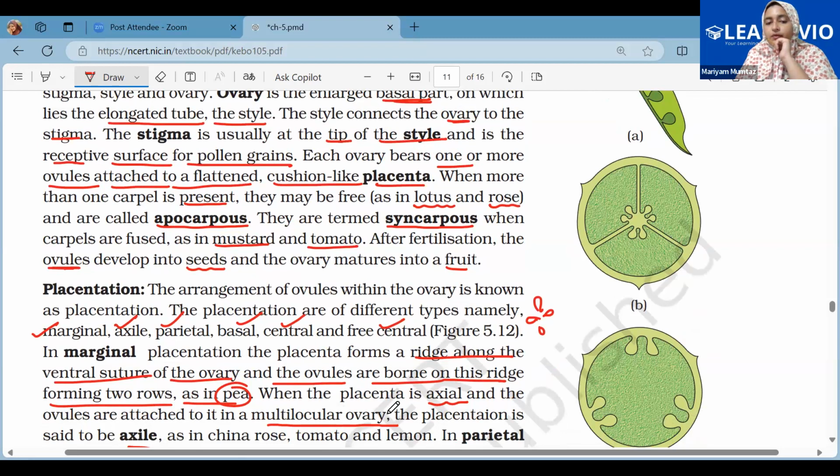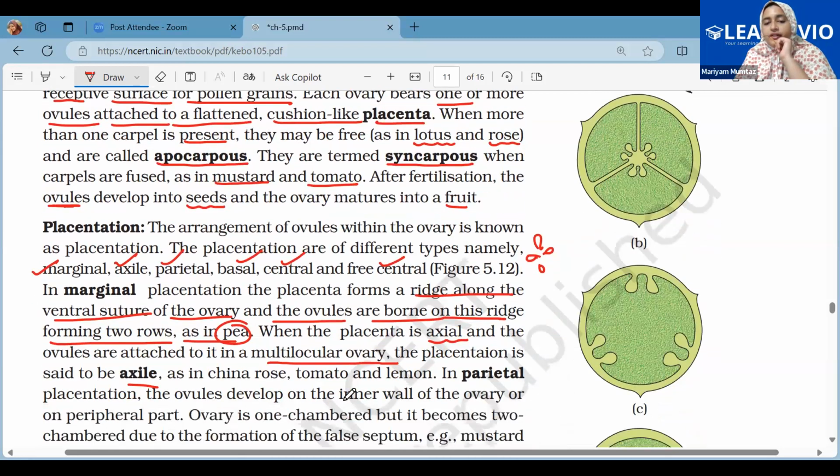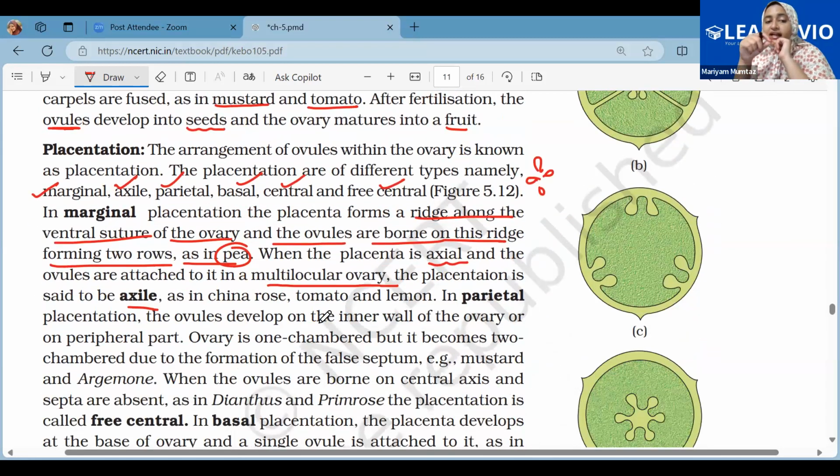No, ma'am. This is clear? Okay. Now moving forward, the next one, this axial placentation is present in the China rose, tomato, and lemon. This is what they have.